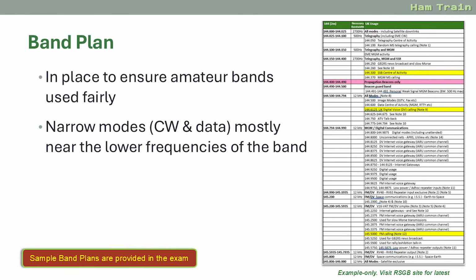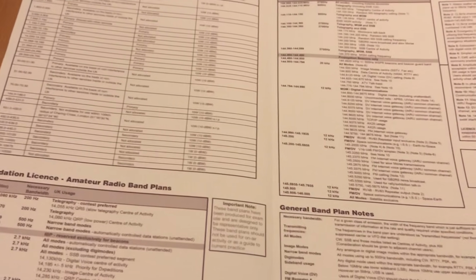Next, there's something called the band plan. This is not part of the licence, this is part of how to be a good radio amateur. You also get a copy of 2 of the band plans for your amateur radio exam.